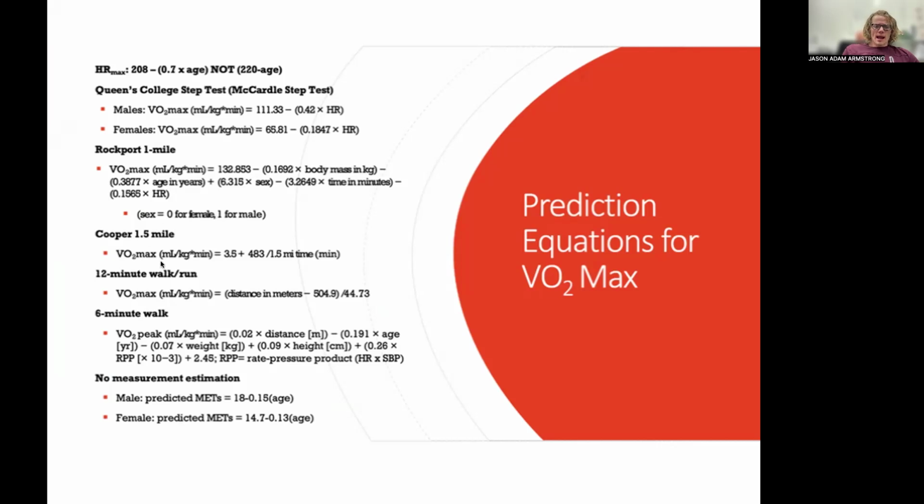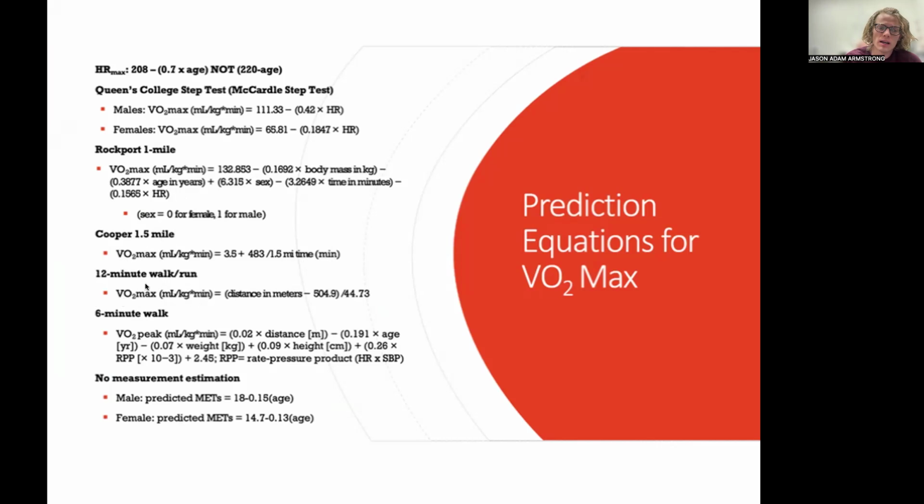The Cooper 1.5 is how quickly can you complete 1.5 miles? And you can see the only variable we need there is time. The 12-minute walk run is where I go as hard as I can for 12 minutes, and then I just see how much distance I can cover.